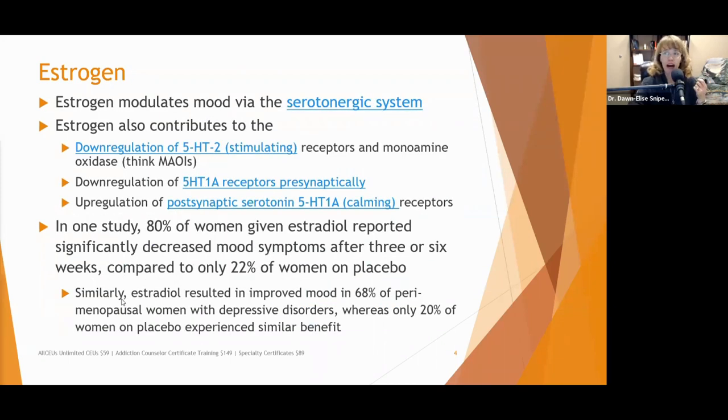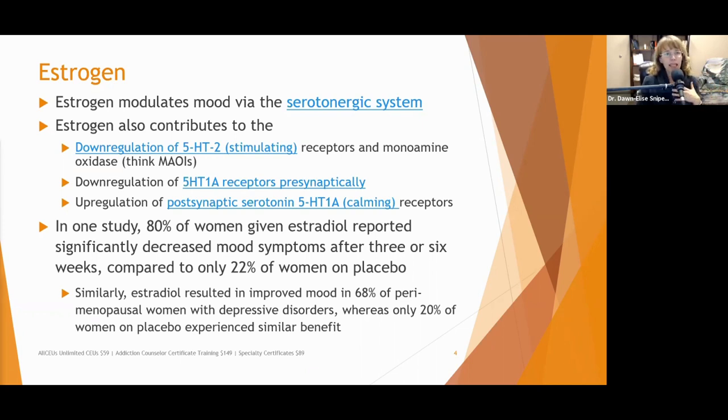Estrogen modulates mood via the serotonergic system. It also contributes to the downregulation of 5-HT2. Remember, there are about 17, I think, different types of serotonin receptors. 5-HT1A is the one that your antidepressants are going to target. 5-HT2 tends to be more stimulating. It downregulates those, and the monoamine oxidase receptors.